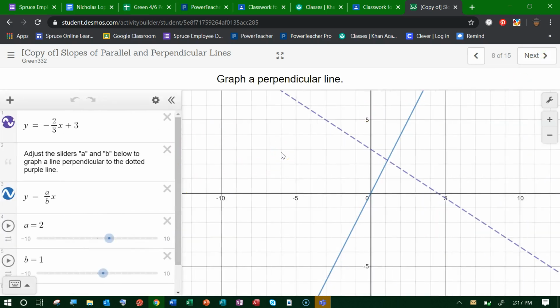So now I'm going to graph a perpendicular line. It says adjust the sliders A and B to graph a line perpendicular to the dotted line. And you can see that's pretty doggone close. Now, notice that I got a 2/3 there. So I'm going to change my A value to like 3, and I'm going to make my B value 2. And that looks perfect. That looks pretty good.